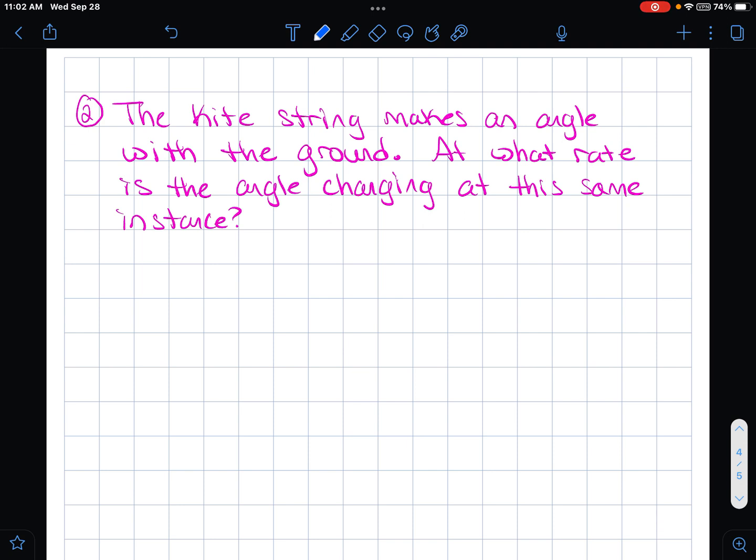Okay, welcome back. It's the same instance, so we still have the kite in the air. We'll still call this C, this H, and this X. So at this moment in time, we know that H is 60, because that's what they told us before. We found dH dt in the last problem, and that's 8/3. They told us C was 100, and after our discussion in the last problem, dc dt is still 0. The string is not changing its length.